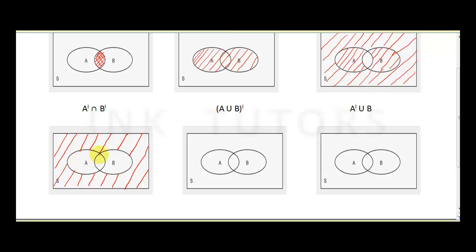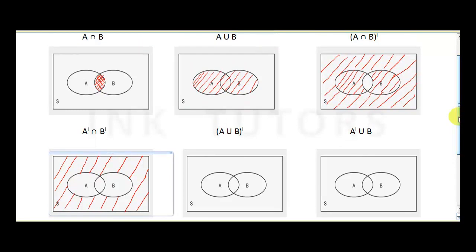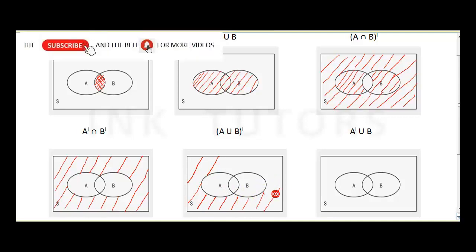Okay, so the next one says A union B complement. Now, if you remember our A union B, so let's take a look at our A union B. So this is our A union B. Now the complement of it is actually everything that is outside A union B. Okay, so I'm going to shade everything that is outside, and that will describe the A union B complement. Now, let me show you something. Notice these two are the same. So it means when you have A prime, A complement intersection B complement is equivalent to A union B complement. So these two properties are the same.